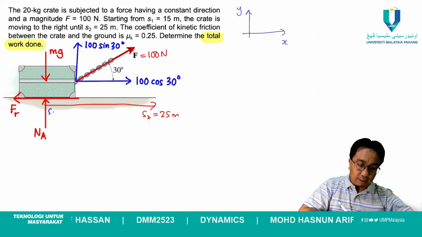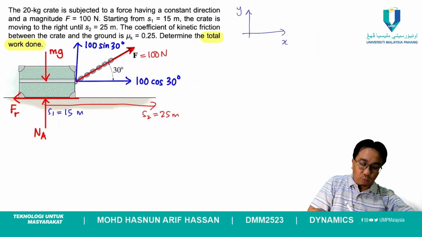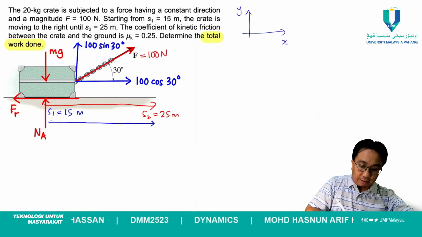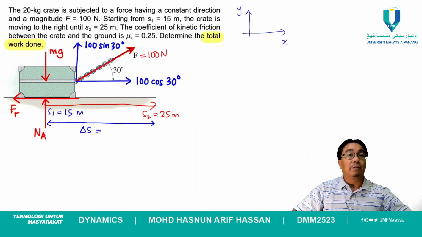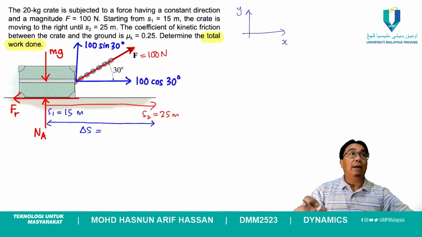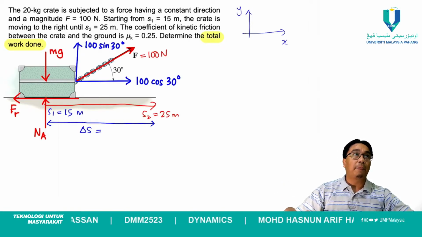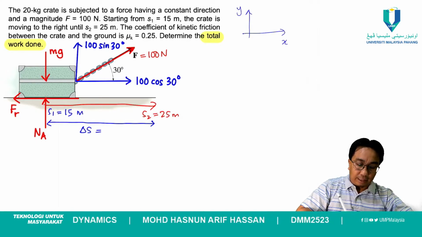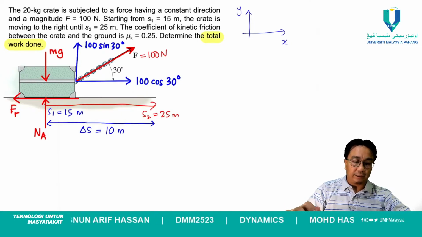S1 here is equal to 15 meter. So basically our delta S, if we draw delta S, what is our delta S? S1 starts from 15, S2 is 25. So actually what is our delta S? 10 meter, right? Our delta S is 10 meter. Alright, so we have all the information here.